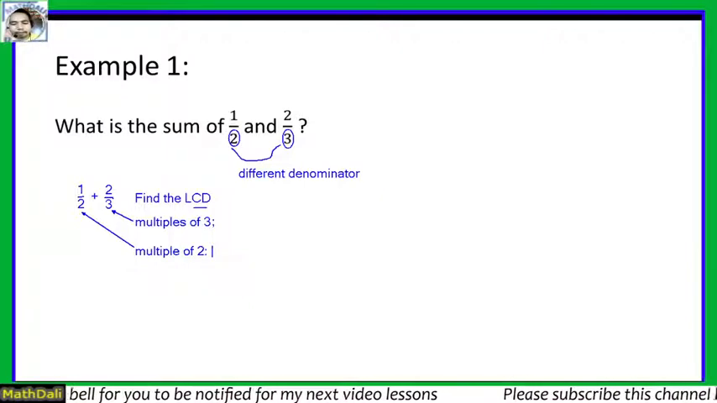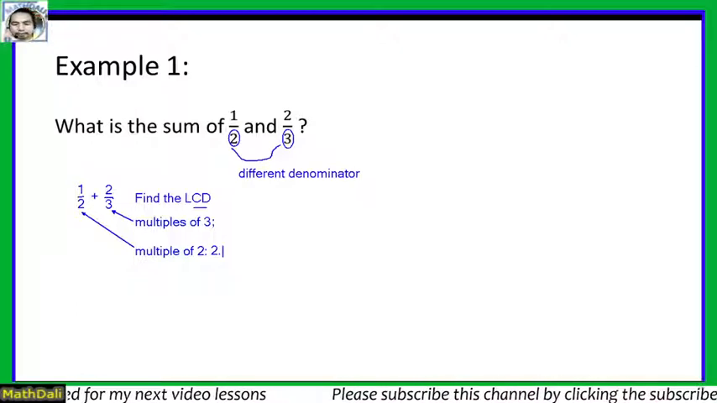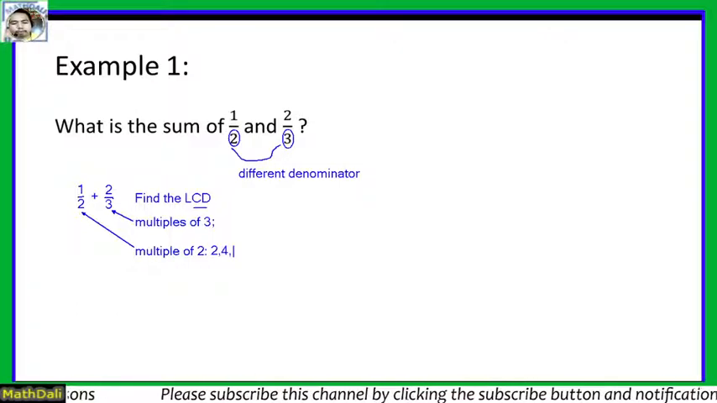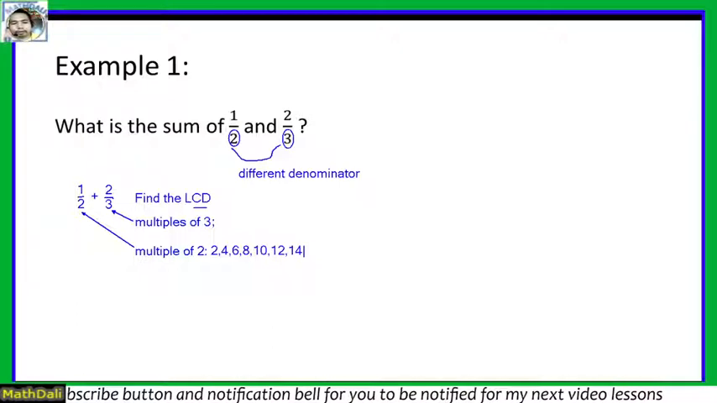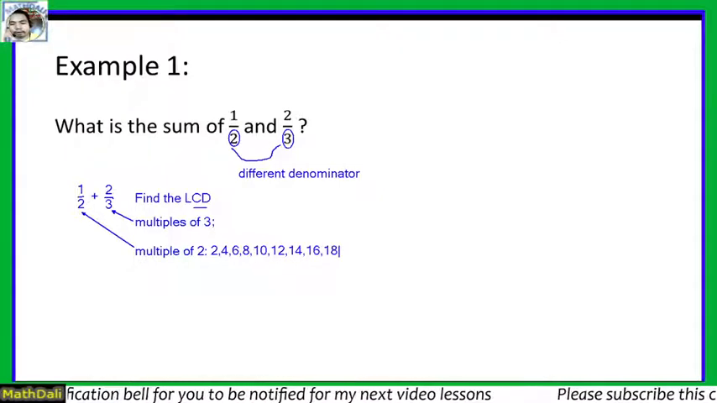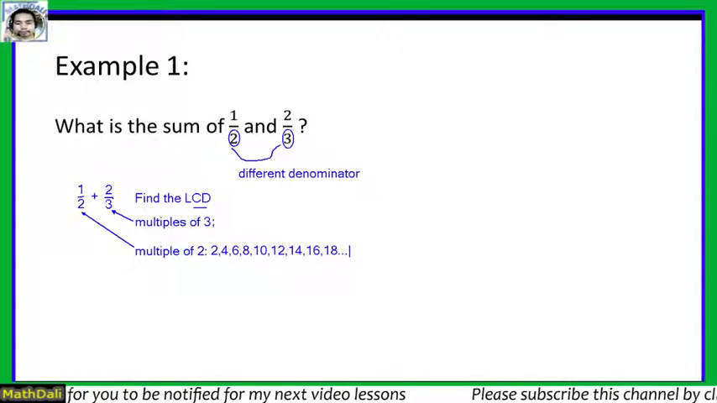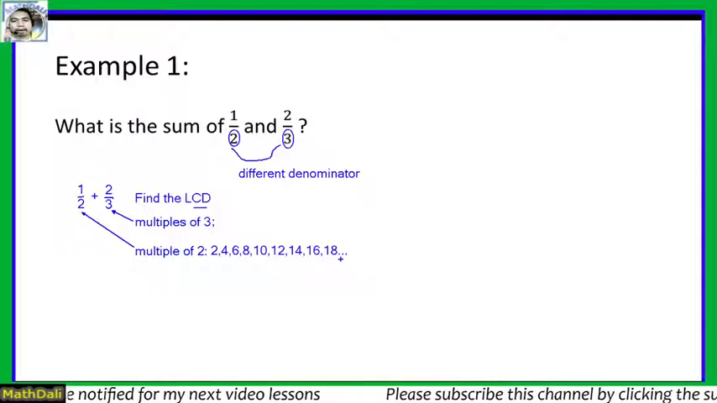And that is, we have 2 multiplied by 1, that is 2. Then 2 multiplied by 2, that is 4. 2 multiplied by 3, that is 6. 2 multiplied by 4, that is 8. 2 multiplied by 5, sorry, that is 10. Then 2 times 6, that is 12. 2 times 7, that is 14. 2 times 8, that is 16. 2 times 9, that is 18. And so on and so forth. So actually, marami tayong multiple ng 2, that is infinite.